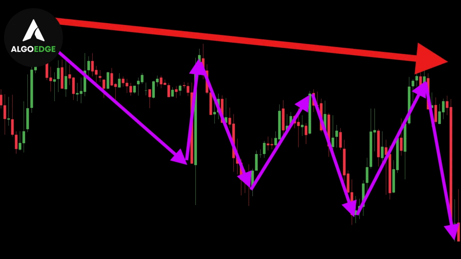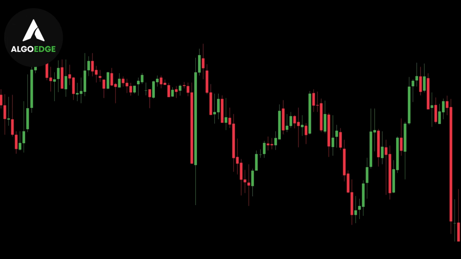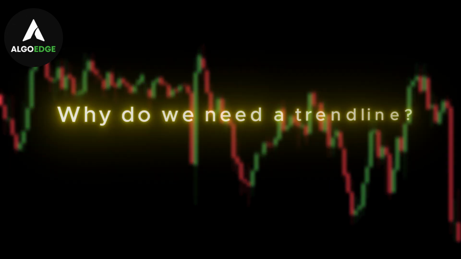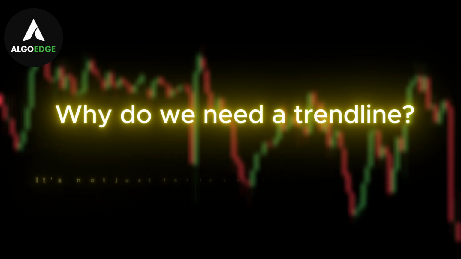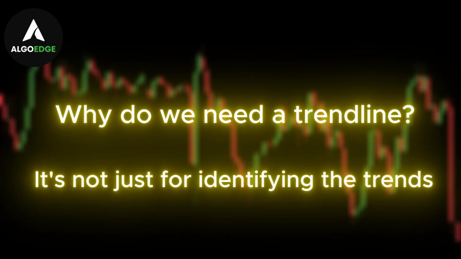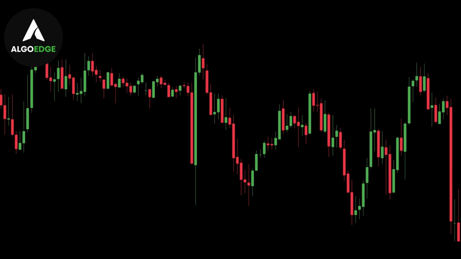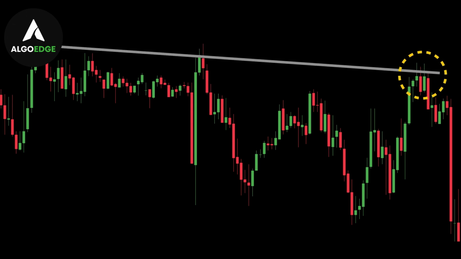At this point, you might be asking, can't we just look at the chart and tell whether the market is trending up or down? Why do we even need a trend line? And that's a fair question. The answer is simple. A trend line is not just a tool for identifying the trend. More importantly, it helps reveal trading opportunities that you might never notice otherwise. In other words, a trend line doesn't just tell you where the market is going, it helps you spot high probability setups hidden within the price action.